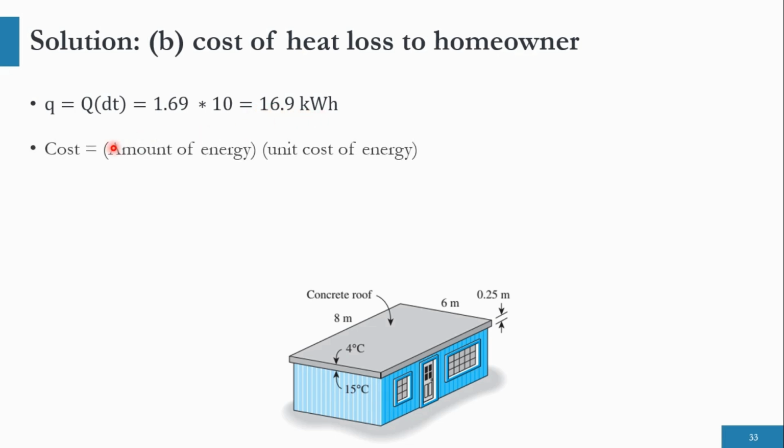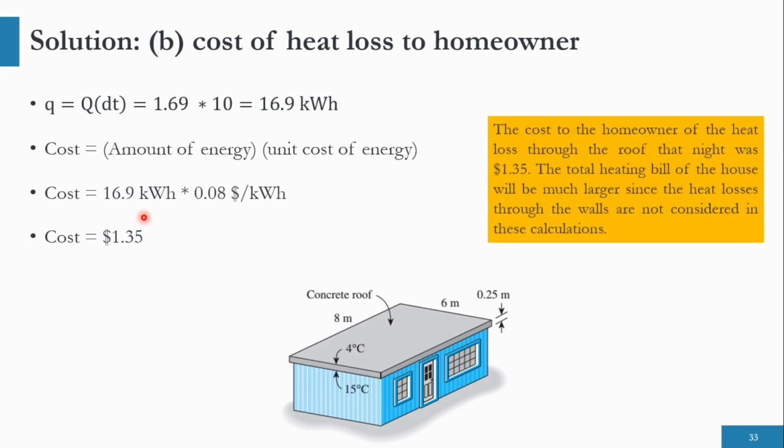And then cost can be calculated as the amount of energy times the unit cost of energy. So accordingly, 16.9 kilowatt hour times $0.08 per kilowatt hour. This kilowatt hour cancels with this kilowatt hour. So accordingly, the total cost or the total loss to the homeowner will be $1.35 for these 10 hours.